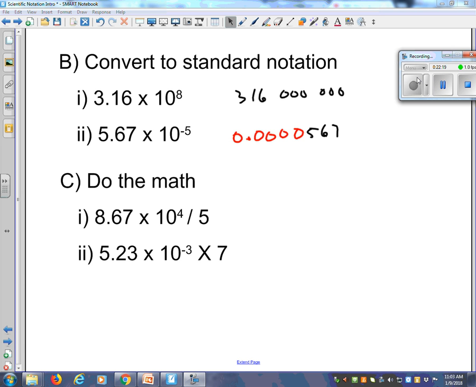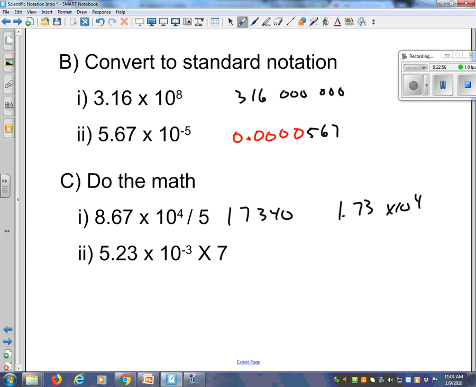So take your calculator and you're going to go 8.67. Remember the times 10 to the 4 is EXP or EE, whichever you have. 4. And then all in one step, divide by 5. Your answer should be 17340. Put that in scientific mode. You should get 1.73 times 10 to the 4.